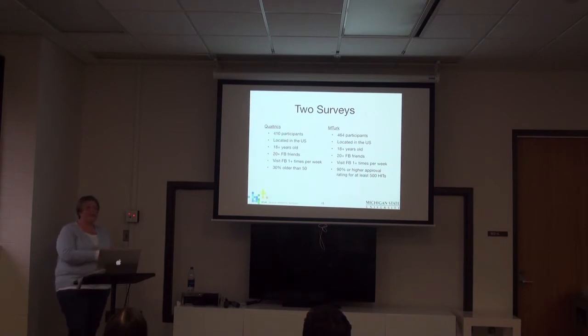20 friends is kind of low if you're thinking about algorithmic curation, but we wanted to make sure they had a minimum number. Everybody visited Facebook at least 1 time per week, but really they all visited multiple times per week. Qualtrics, if you've ever used it, you can specify quotas for the characteristics of the sample that you want. And so we used an age quota. 30% of the people had to be older than 50. MTurk, you can't really do any age quota, but for data quality purposes, we restricted it to people who had high approval ratings.